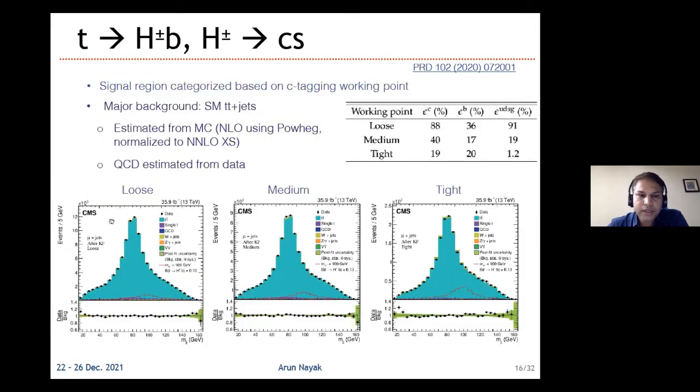Okay, and here it shows these same distributions for different values of the c-tagging working point. So the c-tagging is used for the first time in this analysis. Depending on the c-tagging criteria, you divide the events, not throw them, but divide the events into different categories, and then use them together in the fit to obtain the signal. As you see, with tight c-tagging criteria, your signal contribution improves.